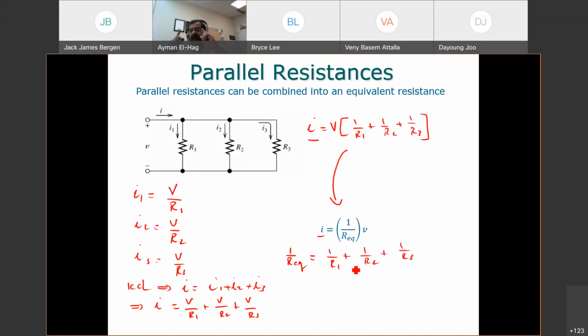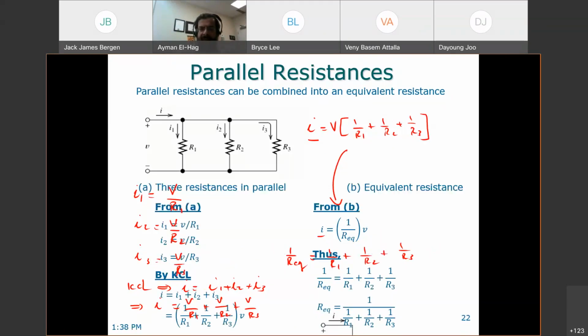Here, 1 over R equivalent equals 1 over R1 plus 1 over R2 plus 1 over R3. So that's how you find the R equivalent.